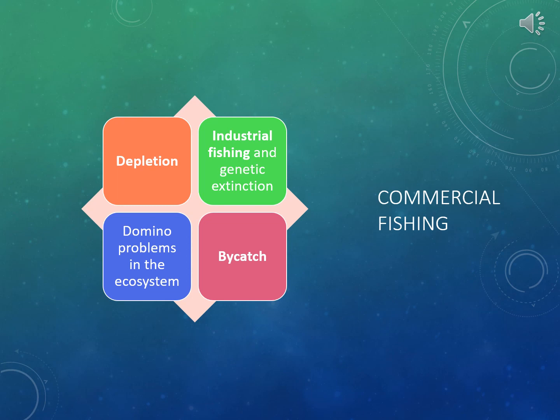Industrial fishing is largely associated with genetic extinction, where we overharvest a particular population to the point that their genes are removed from the gene pool forever. The removal of fish from the ecosystem causes major domino effects and trophic cascades that can change the way in which predators and prey live in the ecosystem.